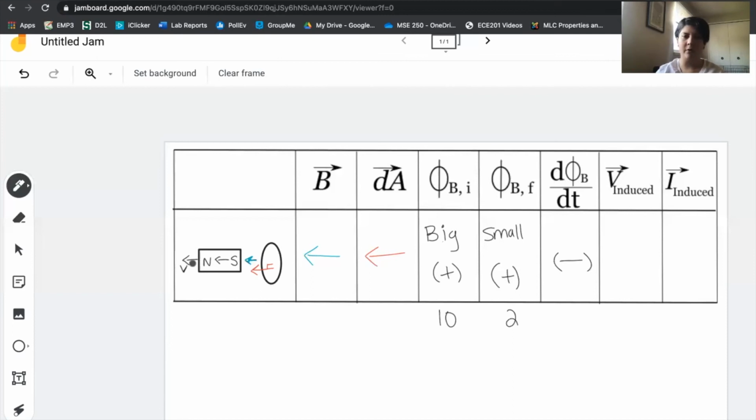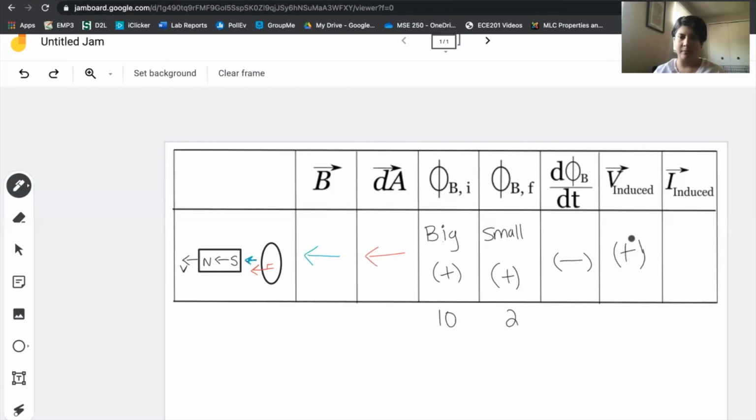Now, we know from our notes that minus V induced is equal to d flux over dt. So V induced is the opposite sign of d flux dt. So this is going to be a positive V induced, because negative V is equal to d flux dt, right? That's an equation that we have. And so it's always going to be the opposite of our d flux dt, our change in flux. And so now we have all these signs. So now what do we do to calculate I induced?